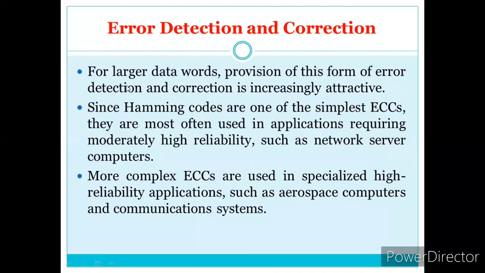For longer data words, this form of error detection and correction is increasingly attractive because it requires less hardware. Since Hamming codes are one of the simplest ECC, they are most often used in applications requiring moderately high reliability, such as network server computers. Frequently in networking, we use this Hamming code to detect and correct errors. More complex ECC are used in specialized high reliability applications such as aerospace computers and communication systems.